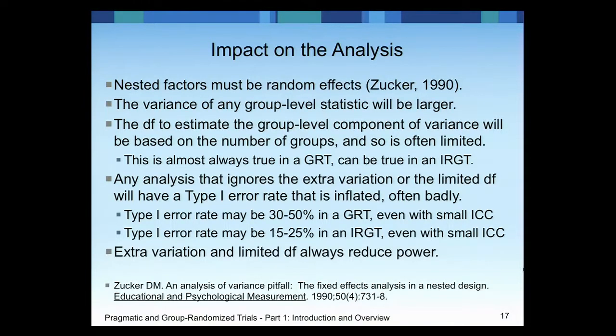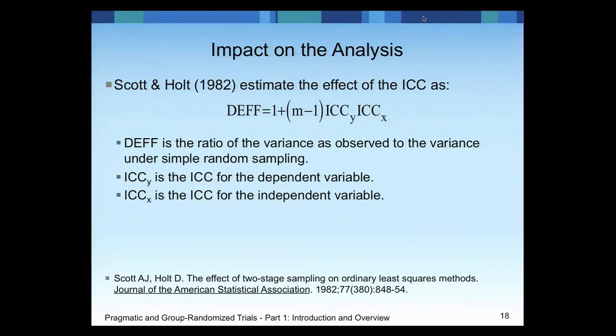It's also important to keep in mind that extra variation and limited degrees of freedom always reduce power. So even if I take them into account, power may be reduced. Let's talk about the impact on the analysis of these features. And to do that, I'm going to talk about a paper by Scott and Holt published in 1982. They present a formula for the general version of the design effect, which is written as 1 plus m minus 1 times 2 ICCs. ICC sub y is the interclass correlation for the dependent variable.